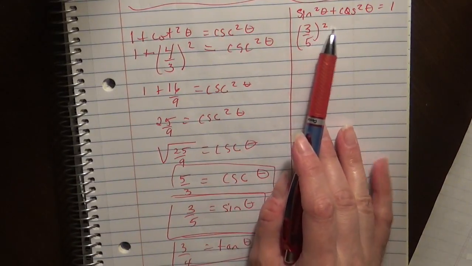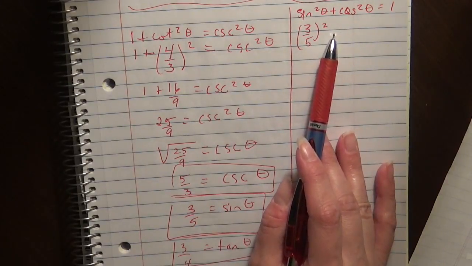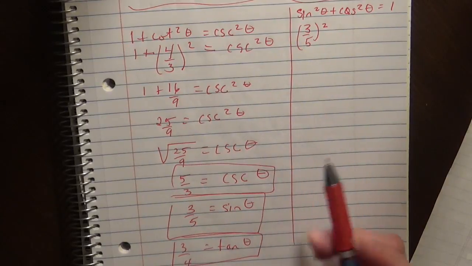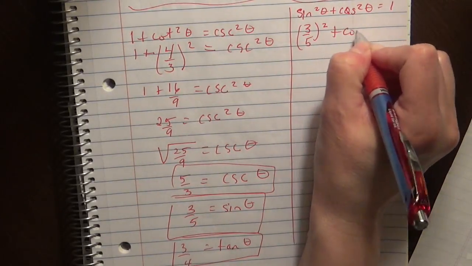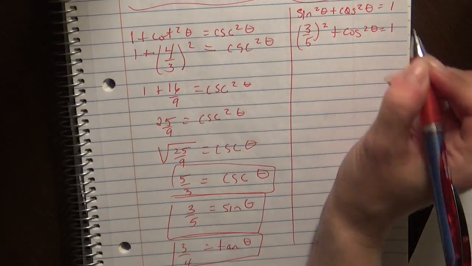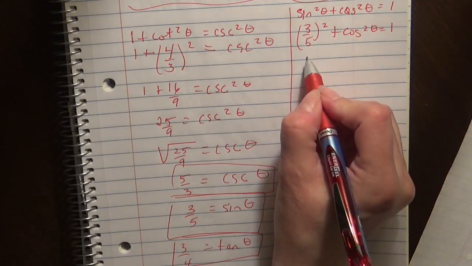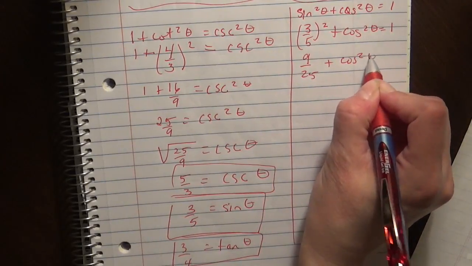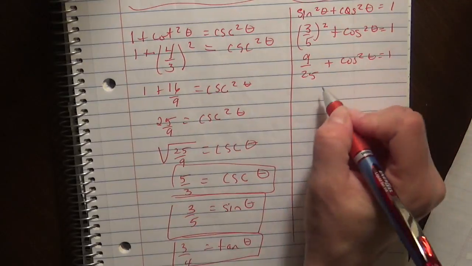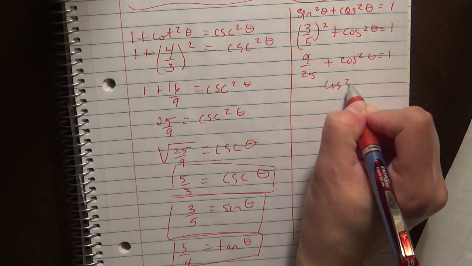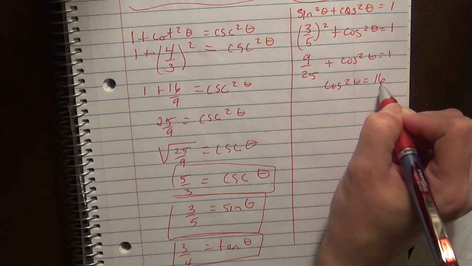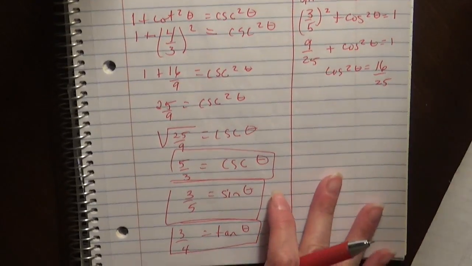Okay, so we're using sine squared theta plus cosine squared theta equals 1. We already found sine to be 3/5, so we're substituting that in. We're going to solve for cosine. So 3/5 squared gives me 9/25. Then I'm going to subtract 9/25, so I've got cosine squared theta equals 1, that's 25/25, minus 9/25, which gives me 16/25. And I'll take the square root of both sides.